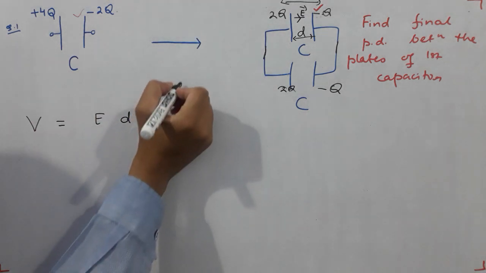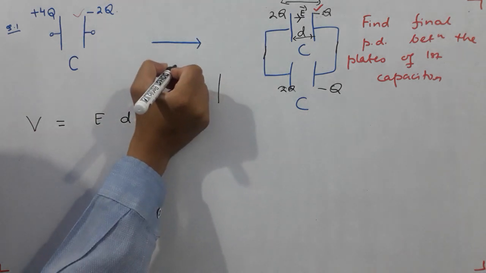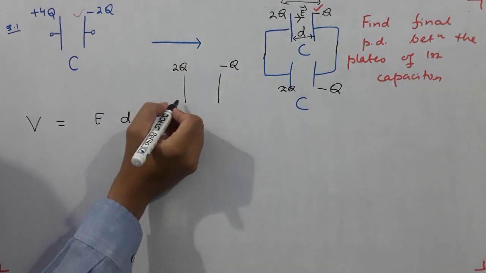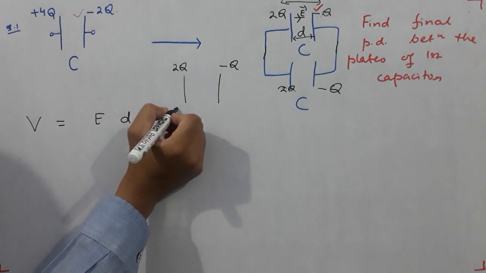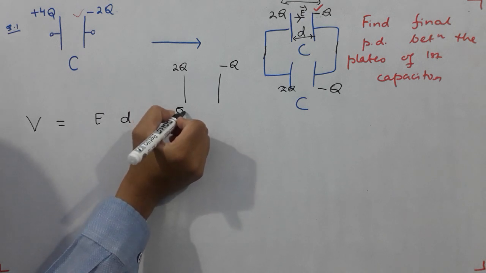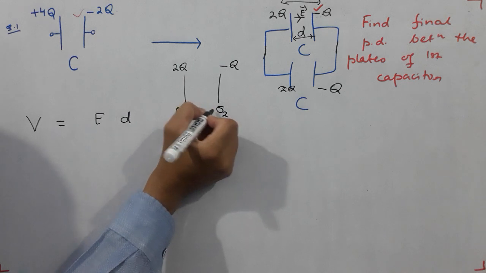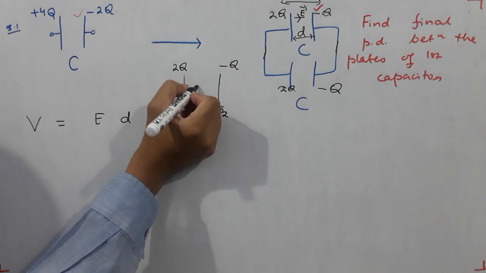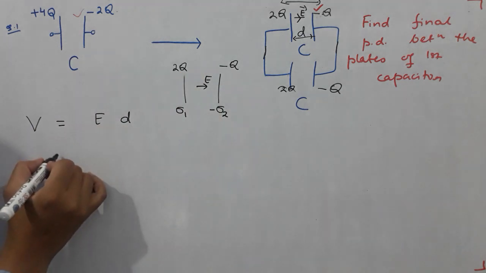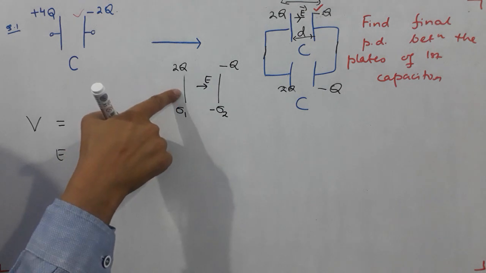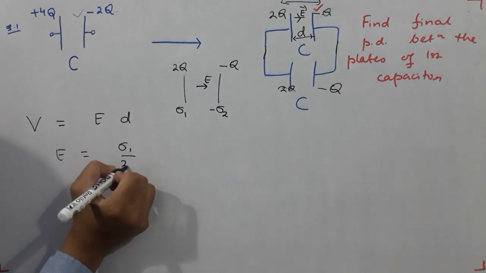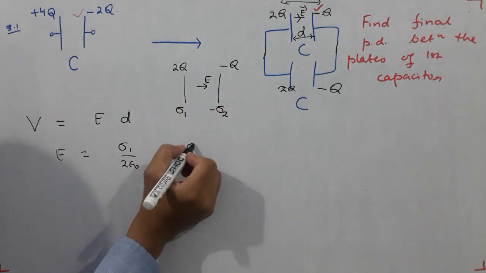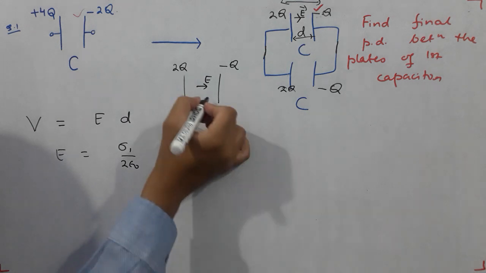So here we have these plates. I am drawing it again. This has charge plus 2q, this has charge minus q. So in terms of surface charge density, I can say this has a surface charge density suppose sigma 1, this has surface charge density suppose sigma 2 with a negative sign because this is negatively charged. The electric field, that is E, in this region will be how much? Due to this plate it will be sigma 1 by 2 epsilon naught towards right, and due to this plate it will be sigma 2 upon 2 epsilon naught again towards right.